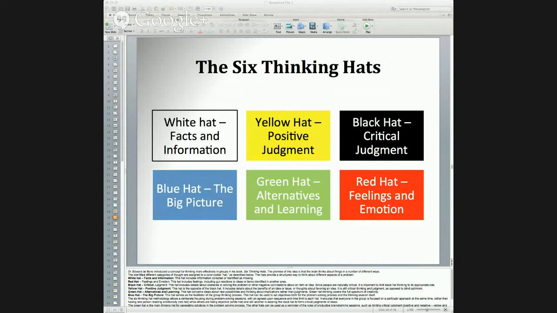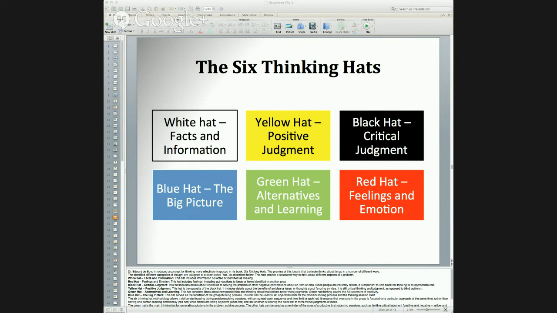It ensures that everyone in the group is focused on a particular approach at the same time, rather than having one person reacting emotionally, red hat, while others are being objective, white hat, and still another is wearing the black hat to form critical judgments of ideas.